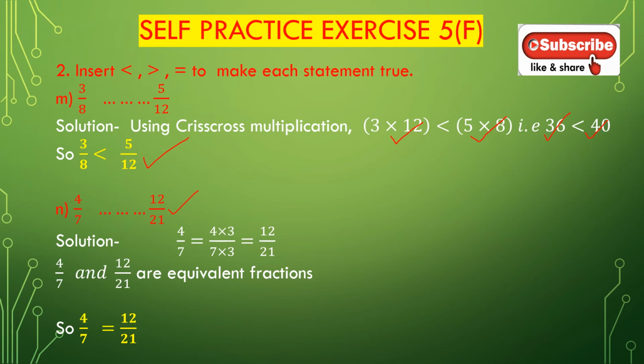So we have to multiply the denominator of 4/7 with 3, we get 21. 7 multiplied with 3, we get 21, and numerator 4 multiplied with the same number 3. 4 multiplied with 3 is 12. So 12/21 is equal to 12/21. So 4/7 and 12/21 are equivalent fractions. So 4/7 is equal to 12/21.